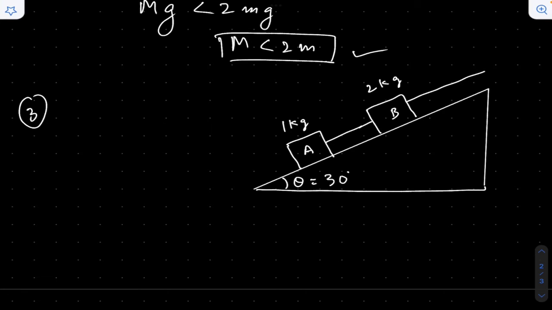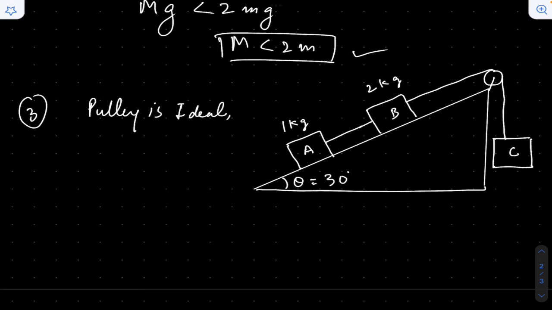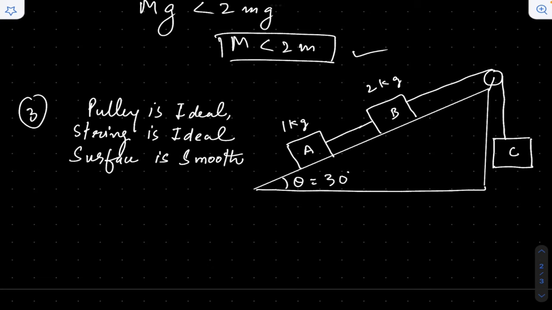and this system is attached with a pulley here, and here we have a third block C. The pulley is smooth, the string is ideal, and the surface is frictionless. So I am writing here: pulley is smooth, pulley is ideal, string is ideal, and surfaces are smooth, there is no friction anywhere.